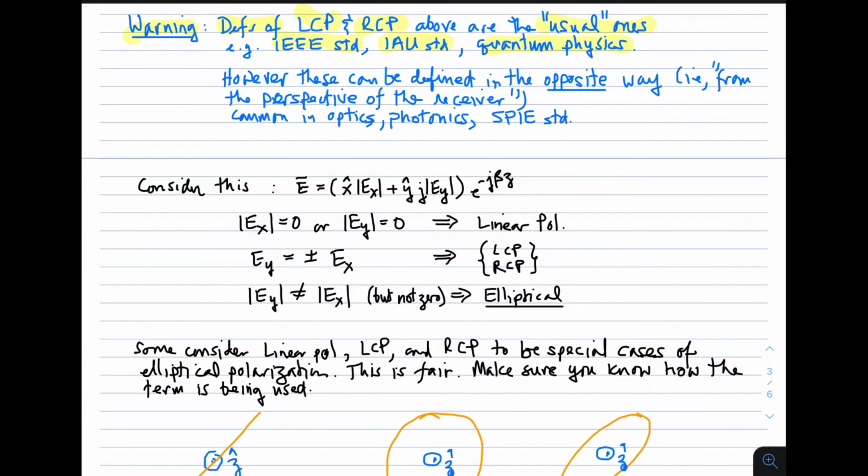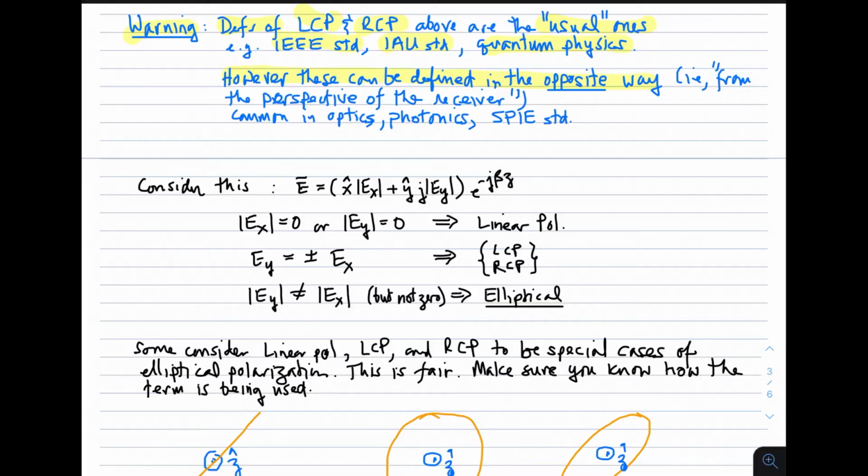However, it's not the only definition, and these definitions can be made in exactly the opposite way. By the opposite way, what I'm saying is that when we came up with these definitions, we considered the source. In other words, it's left circular with respect to the source, and right circular with respect to the source. But you could also look at it from the perspective of the receiver. And if you think about what the receiver sees, then those definitions are exactly opposite. So left circular and right circular polarization can be defined in completely the opposite way, and when you're doing that, you're defining it with respect to the receiver.